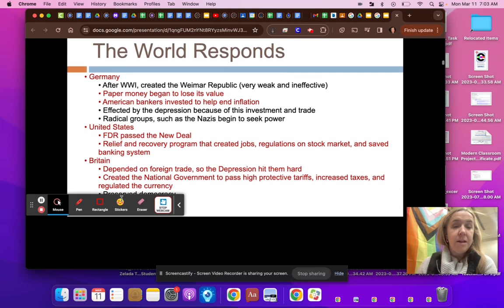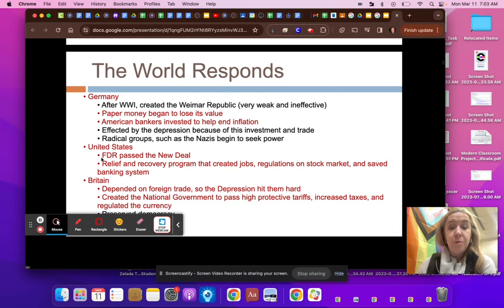In Great Britain, they had depended on foreign trade, so the depression hit them hard as well. The national government passes protective tariffs, increased taxes, and tries to regulate currency, but they, like the United States, are able to preserve democracy, where that does not happen in a lot of other European countries. And we'll discuss that as we lead to other lessons and how the world will respond to those.